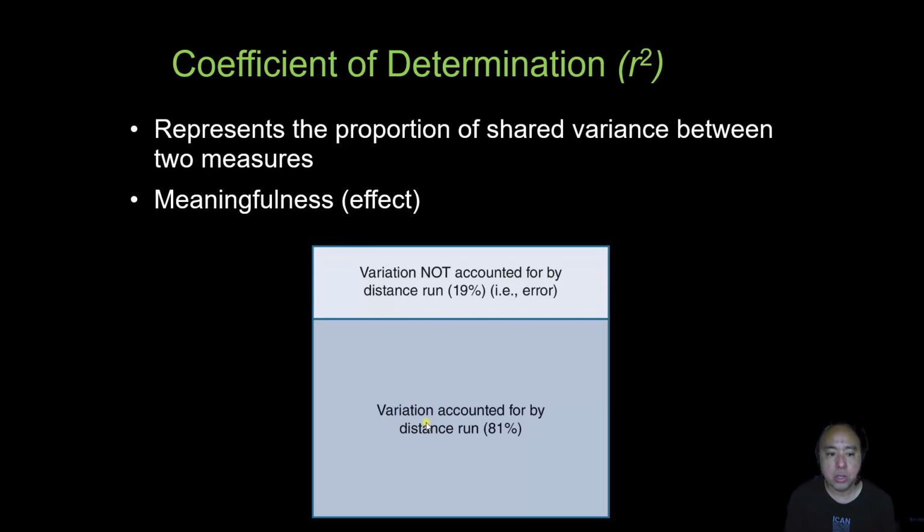So this is a measurement of effect size, a measurement of meaningfulness. Whenever we're doing a regression or correlation analysis, r squared is one of those statistics that is typically included as a result to show a measure of effect, to show the effect size.